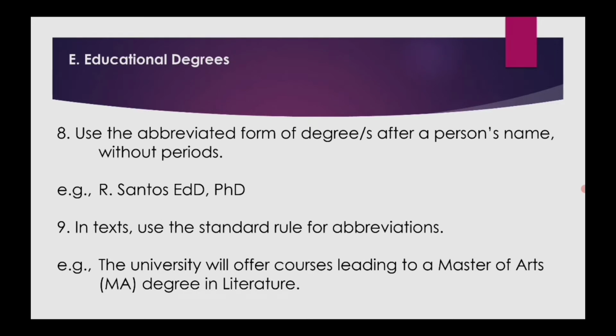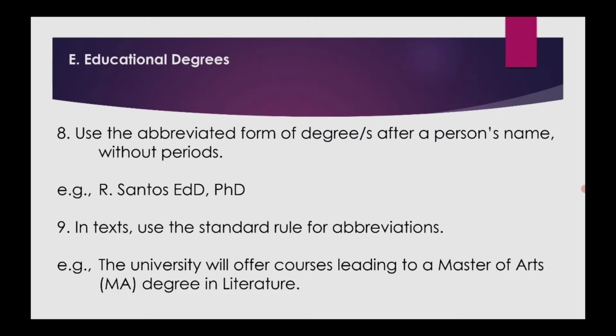Let's go now to educational degrees. Use the abbreviated form of degrees after a person's name without periods. For example, R. Santos, EdD, PhD. So you see that in our issuances, no? When we mention the name of our schools division superintendent, after the name Miguel Mac D. Apusin, EdD, you do not see any more comma between the Apusin and the EdD. It's just straight the last name, then EdD, and then the comma comes after.